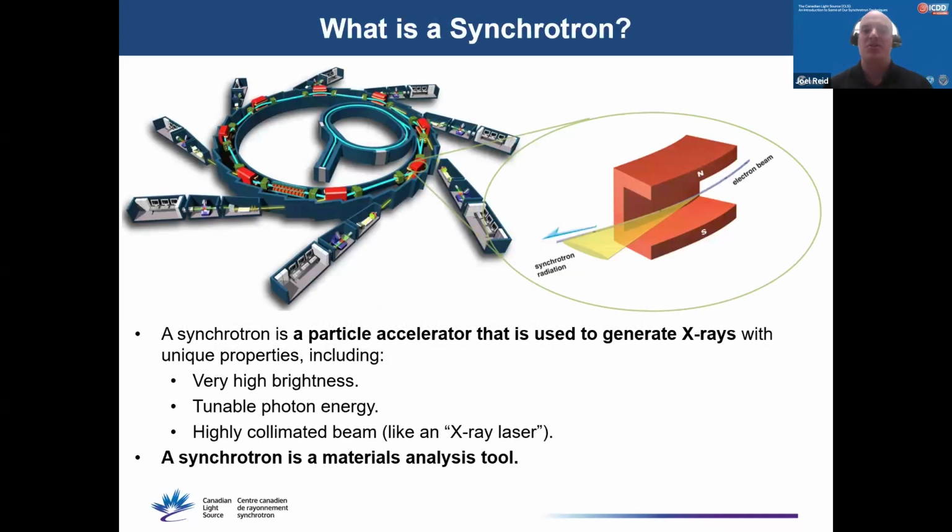So first things first, what is a synchrotron? A synchrotron is a particle accelerator which circulates a beam of electrons around a storage ring, with beam lines coming off of that ring tangentially. Every beam line has a magnetic element, and that's used to bend the electron beam, and it keeps the electrons going on a roughly circular path and creates an acceleration, which gives rise to synchrotron radiation.